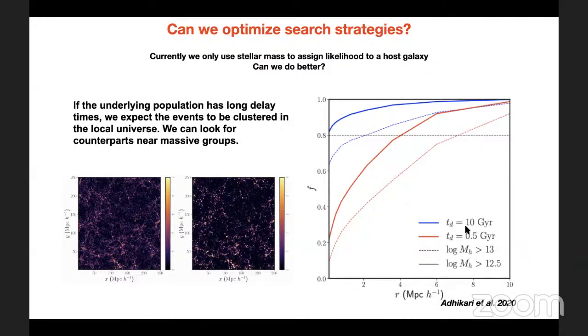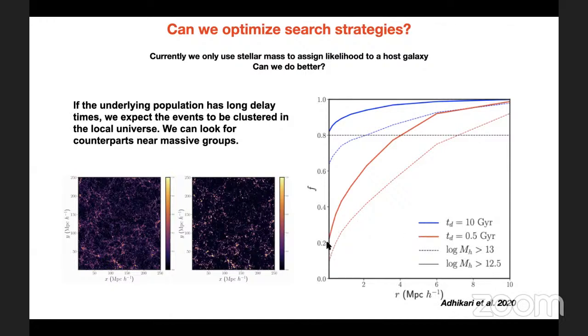So, basically, if these events were clustered, if we could constrain the delay time distributions, if these events are more likely to be near massive host galaxies within different radii. So this is just the fraction of events at different radii around a cluster catalog, say, of 10 to the 13 or 10 to the 12.5.